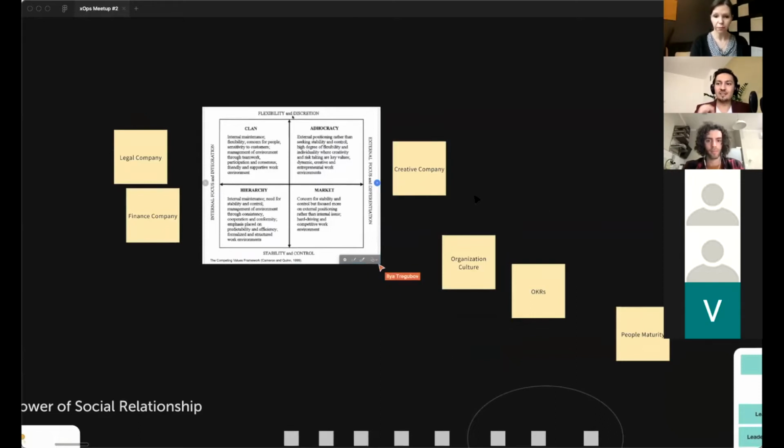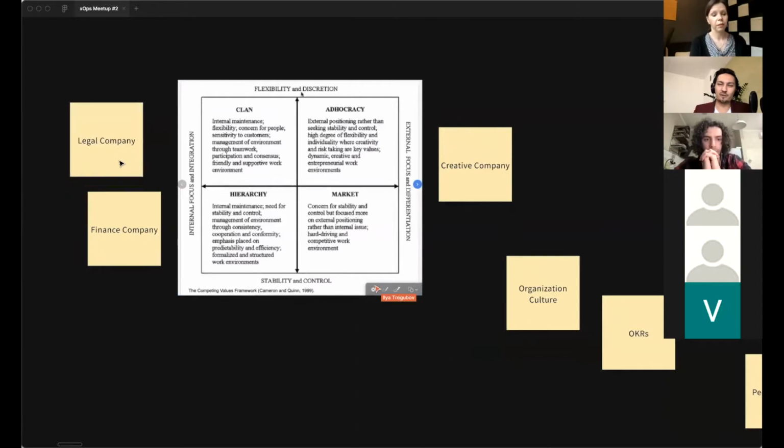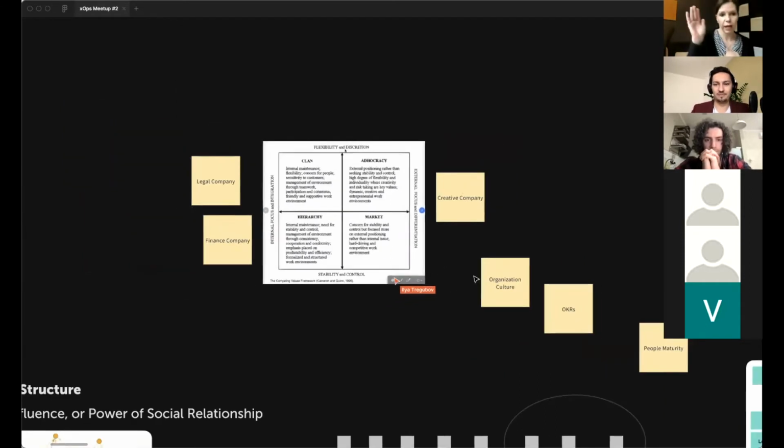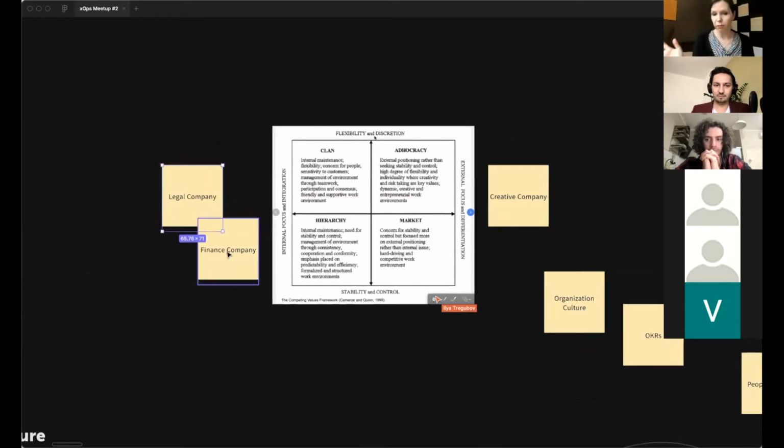Did I understand you right, that we need to adjust our organizational structure? For example, on the left side, we will have more legal companies, finance companies, where the cost of error is too high, and that's why they need strict rules, a strict organization. And on the right side, it's more about creative companies, building something new, some new technology or new hardware. So let's also explore the other one. If they are high on flexibility, they are all about change and rapid experimentation.